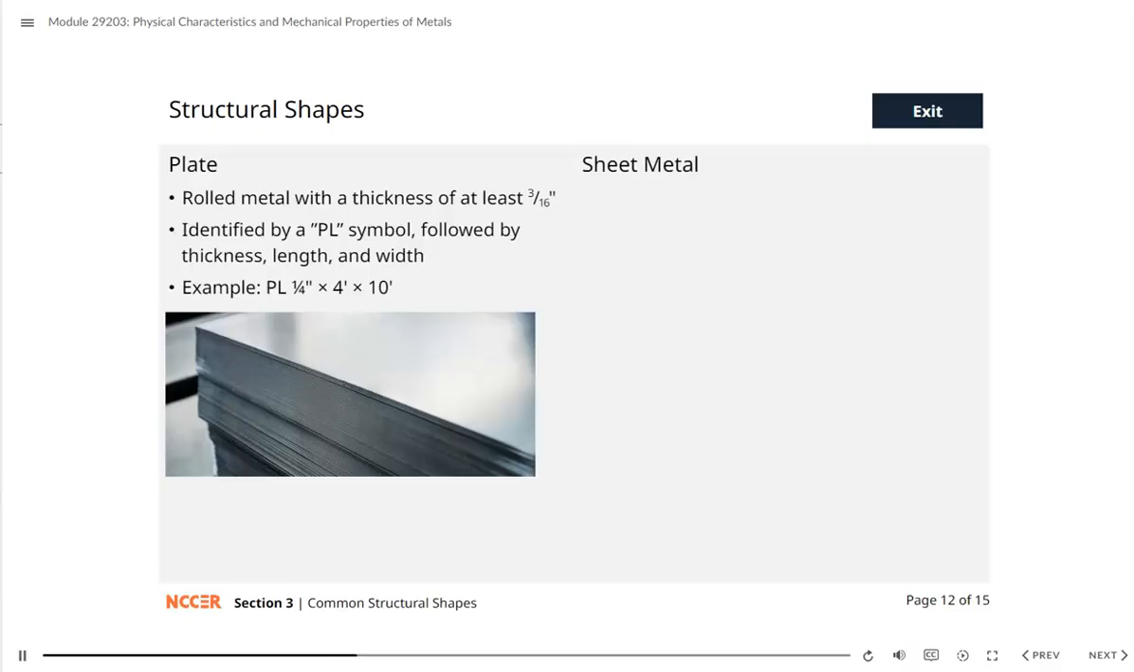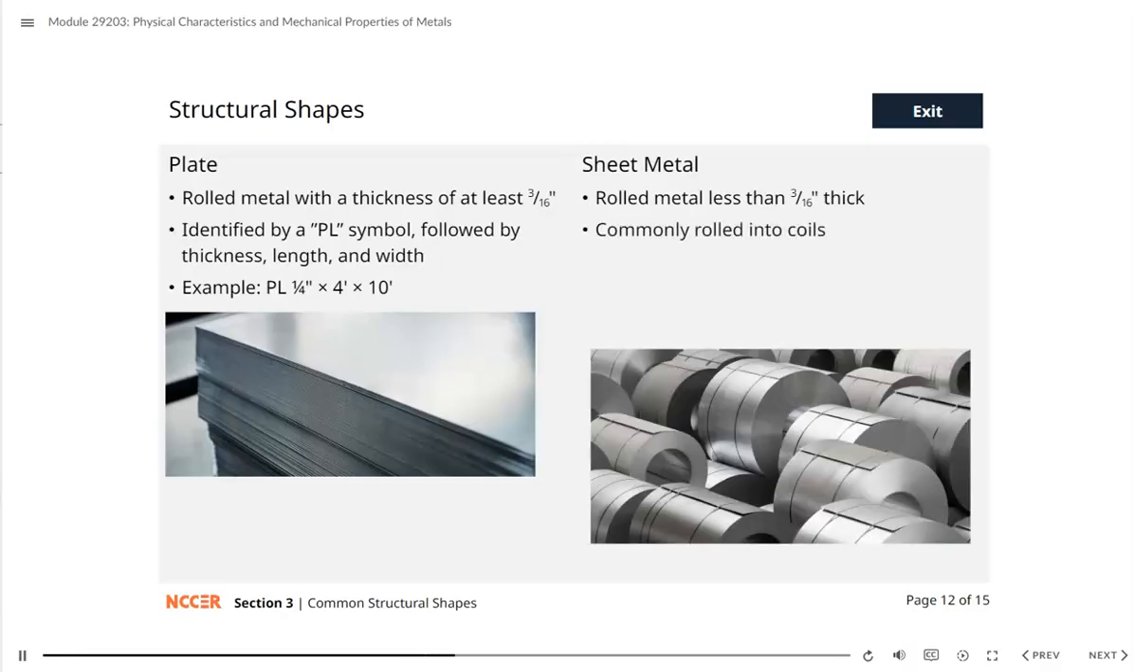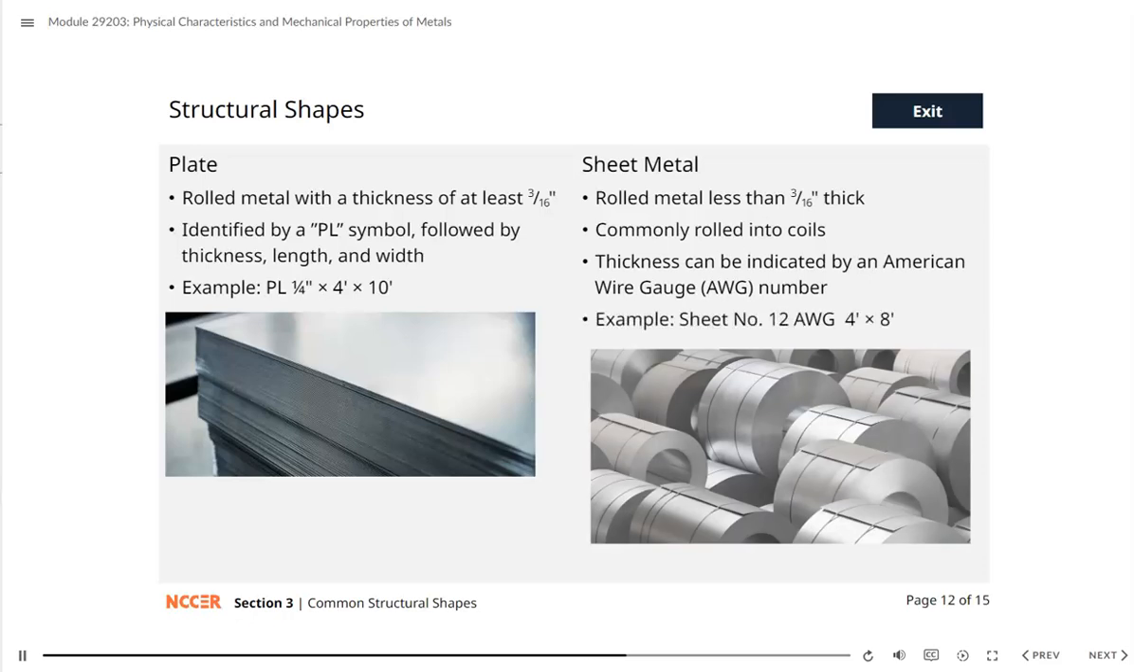Sheet metal refers to rolled metal that has a consistent thickness of less than 3/16 inch or 4.8 millimeters. It is commonly rolled into coils. The thickness of sheet metal can be specified in inches, millimeters, or indicated using an American wire gauge, or AWG, number. The length and width are typically expressed in feet or their metric equivalents.